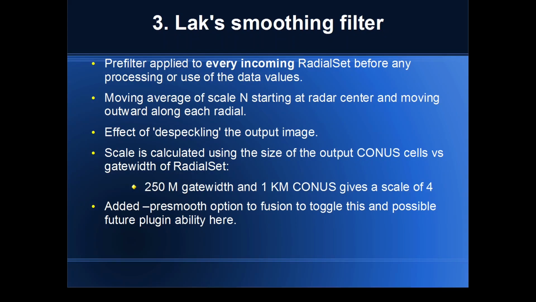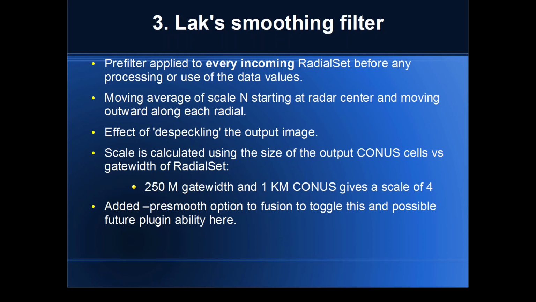So now we can move on to the particulars of what W2merger actually does to generate output values. The first thing done is that a moving average pre-filter is applied to every incoming radial set. This is done before any processing or use of those data values. It uses a scale of n starting at the radar center and moving outward along each radial. The effect seen is a despeckling or smoothing of the output image.